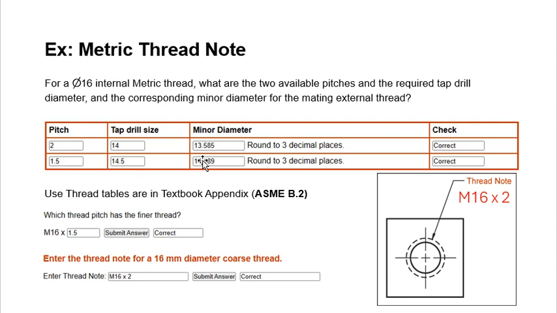Then we come to the exercise, your metric thread notes. It tells you to write the metric thread note for diameter 16, dealing with the internal thread, so your uppercase and lowercase designations, and then of course a metric thread, and we're going to fill in this information. First thing you have to find is the pitch. We go to our ASME table B and look for the thread. It doesn't identify whether it's a bolt, so I just go with the general thing.